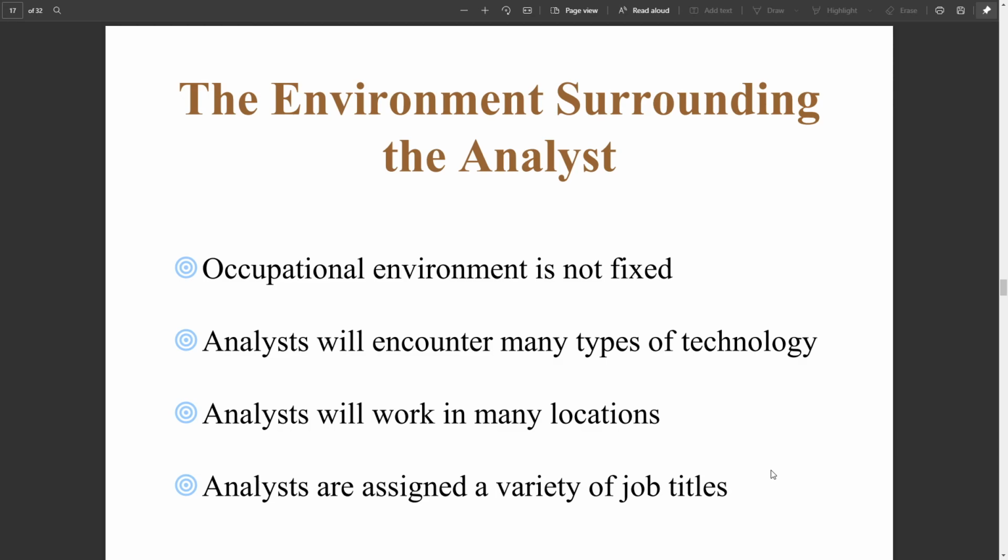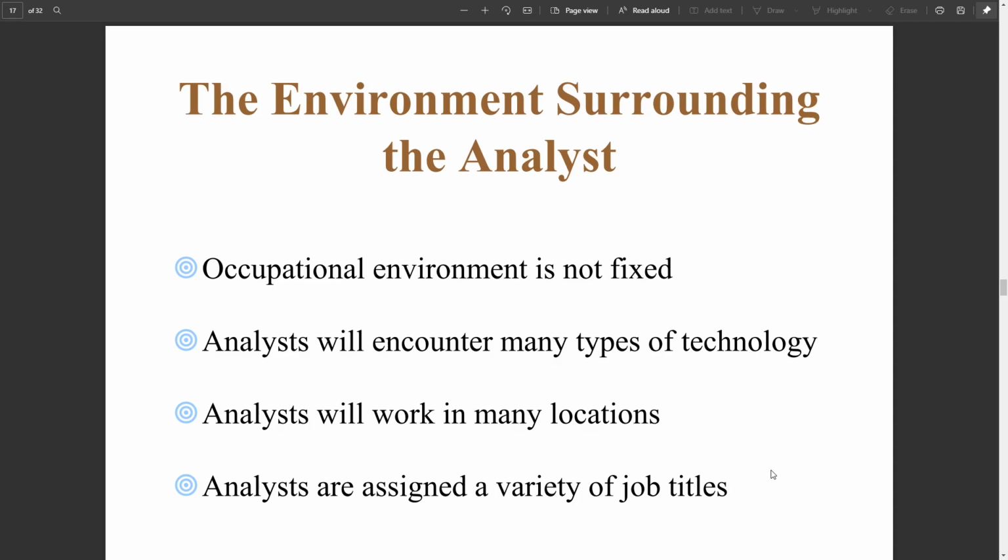Next, the environment surrounding the analyst. So first, occupational environment is not fixed. Ibig sabihin nito, si systems analyst hindi lang palagi nasa office. Pwede siyang nasa restaurant, kung yung kliyente nila. Pwede rin nasa field. Pinupuntahan yung mga clients. Nag-check kung paano yung mga sistema, mga ganyan. Pwede yung nasa bahay lang, mga ganyan. Ayun yung occupation environment. So, si systems analyst, pwede siyang maging programmer, ganun. Pwede siyang maging database admin, more.